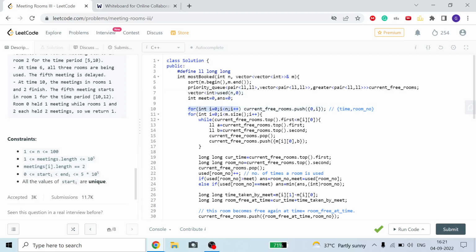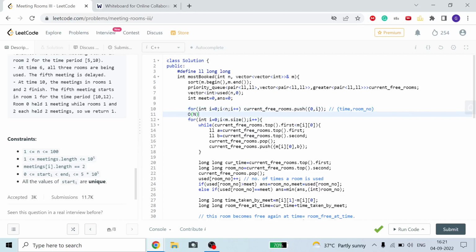So initially at time 0, the pair (0, i) is free; this loop will work from 0 to n minus 1, meaning at time 0 all the rooms from 0 to n minus 1 are free. Now a loop from 0 to less than m.size. This is an n log n operation, where capital N is the length of m. It is more than log n, but simply n log n.